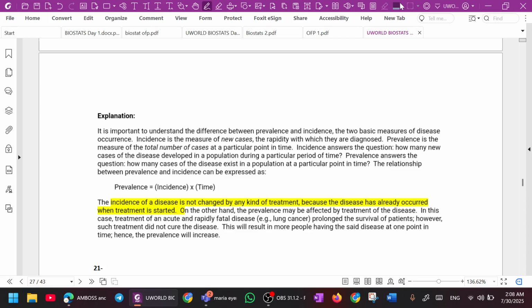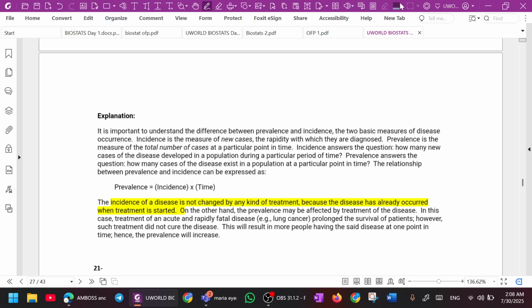The incidence of a disease is not changed by any kind of treatment because the disease has already occurred when treatment is started. On the other hand, the prevalence may be affected by treatment of the disease. In this case, treatment of an acute and rapidly fatal disease, lung cancer, prolonged the survival of the patient. However, such treatment did not cure the disease.